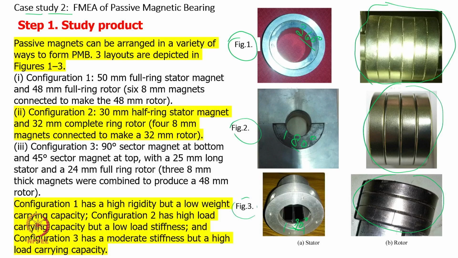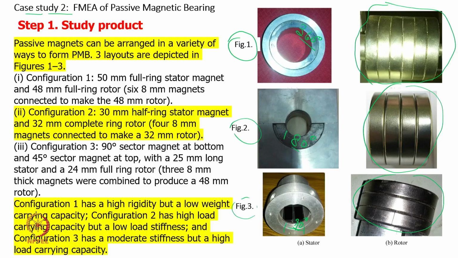So, there is a variation. We want to see what the shape factor effect will be, whether full circle cylindrical, half cylinder, or a quarter circle cylinder, and what the impact of this shape is on the permanent magnetic bearing behavior. So, this is what we have done. Passive magnets can be arranged in a variety of ways to form the permanent magnetic bearing. We tried 3 layouts, which have been shown in figures 1 to 3.